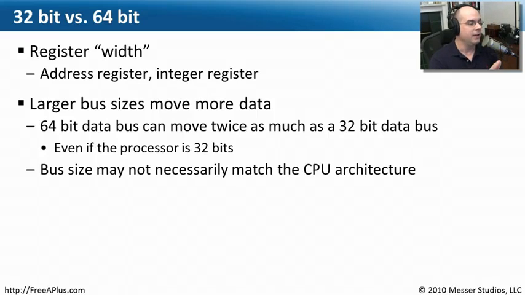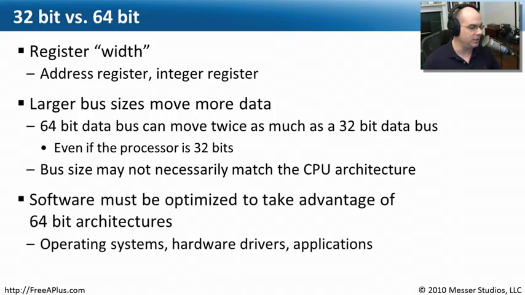So you may have the CPU registers themselves as 64-bit, and you've got other bus sizes out on the external side of the chip that don't necessarily match the CPU architecture. So don't be thrown by that when you're looking at specifications for a computer that show the size of the bus versus the size of the registers inside of your CPU.